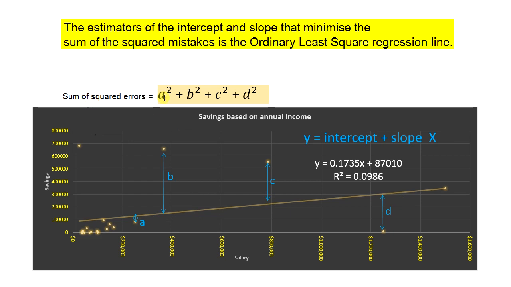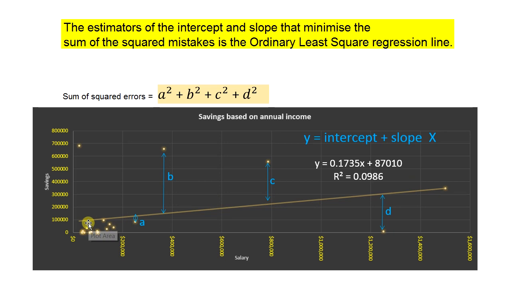So what we do is we square the differences. That's what we call the sum of squared errors. The reason we square is some of the differences are positive and some are negative. So we square the differences, and the line that has the least sum of squared errors, the smallest value, is the ordinary least square regression line. That's the regression line that suits this data.